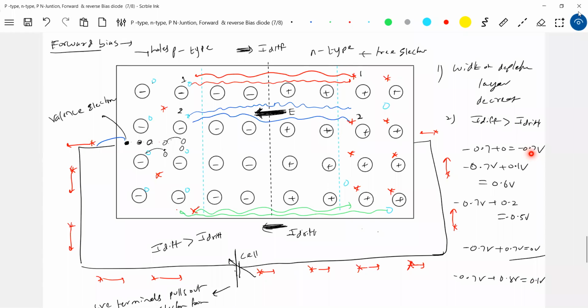In one situation, there is a positive charge layer on the N-type and a negative charge layer on the P-type. In the other situation, there is a negative charge layer on the N-type and a positive charge layer on the P-type. It can occur. When will that happen? When the bias voltage is more than the barrier potential.